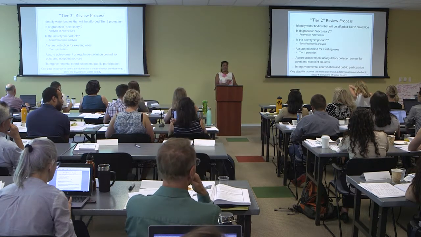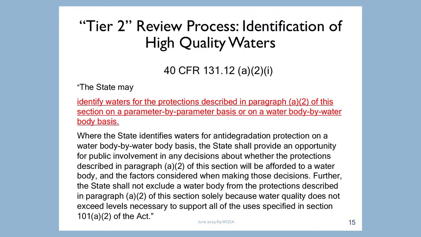Okay, going on. So this is another part of our regs: the state may identify waters for the protections described in the paragraph on a parameter by parameter basis or a water body by water body basis. So Lori, this is getting to your question about how does one identify high quality water? Our regs explicitly say you can either do it on a parameter by parameter basis or a water body by water body basis, and we'll talk about what the difference is between both.